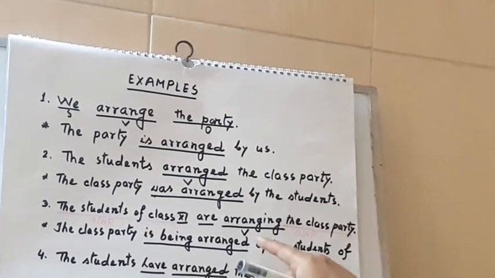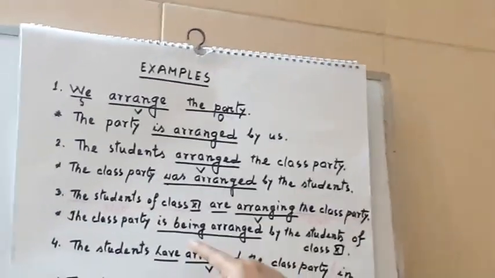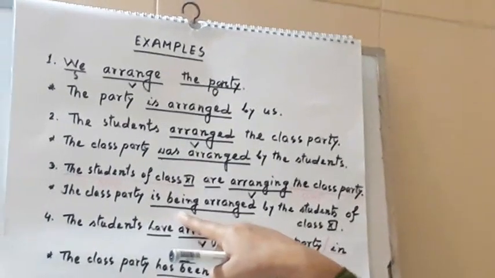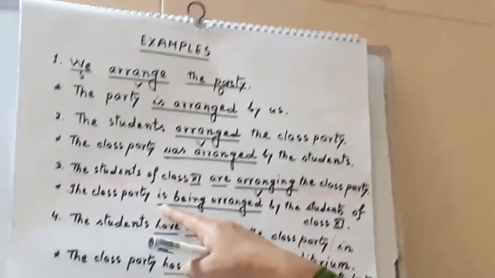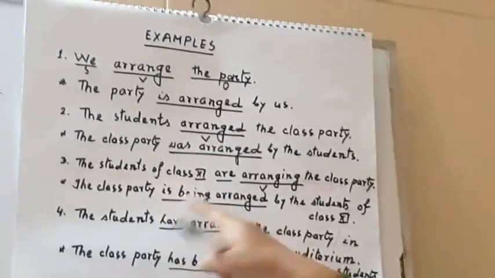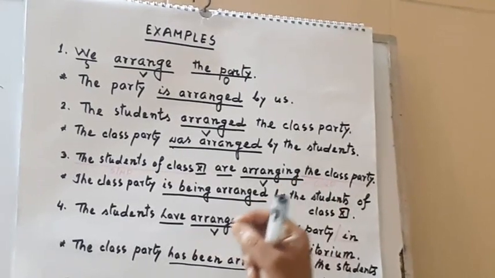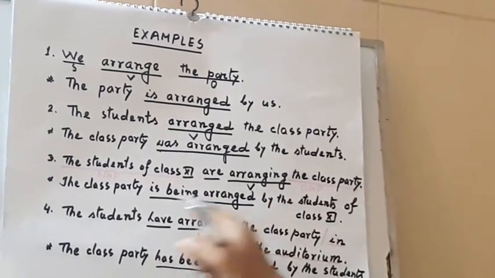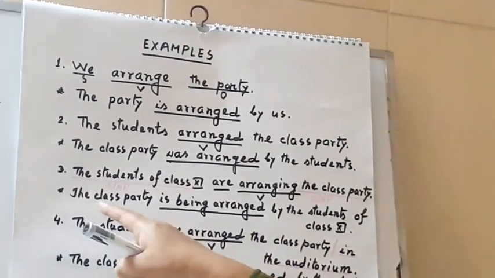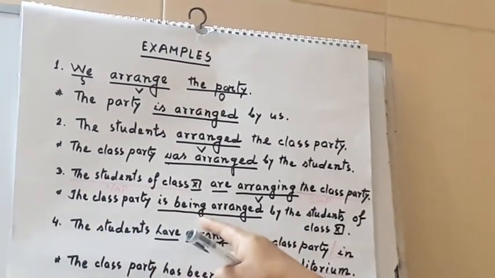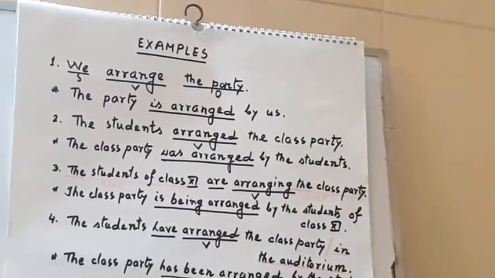Here, dealing with the main verb in present participle form, I have selected the be verb in being form. And the auxiliary verb is used from the same tense, I mean present continuous tense, am, is, are. For the subject, the class party, I have used is. So the sentence has become, the class party is being arranged by the students of class 11.